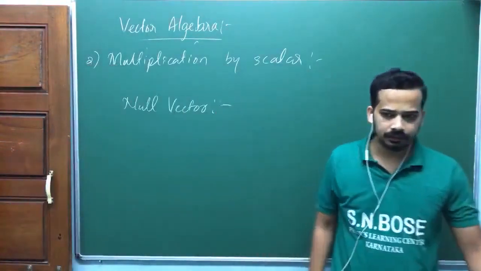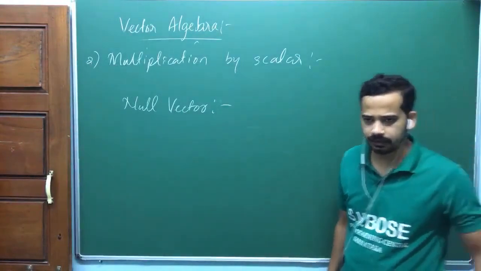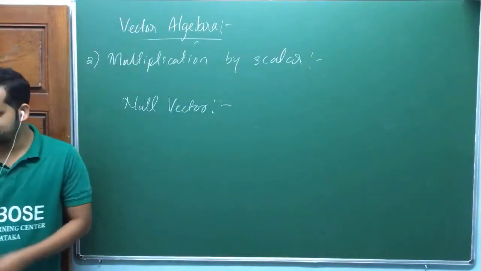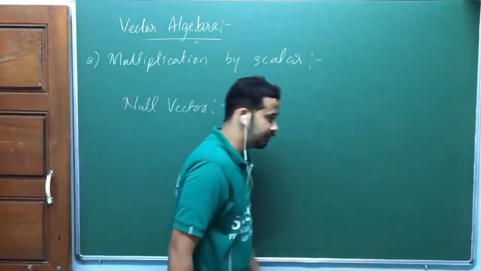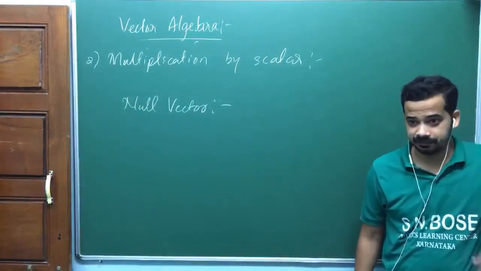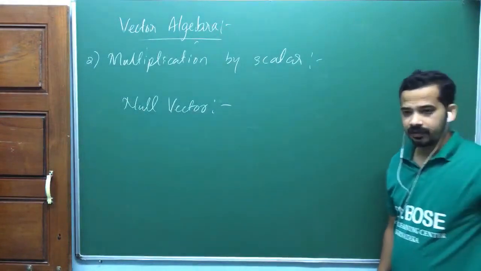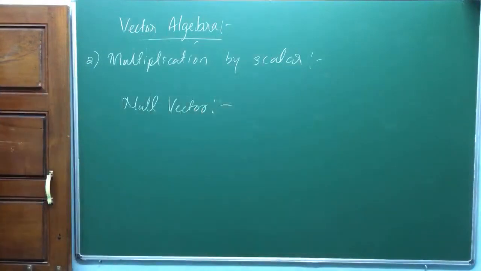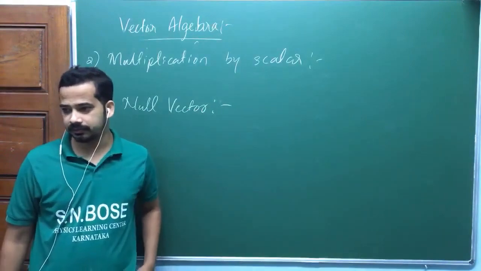What is the magnitude of null vector? Speak up. What is the magnitude of null vector? 0, sir. 0. What is the direction of null vector? No direction. Then why do we need that one? You said vector has both direction and magnitude, isn't it? But null vector has no direction. It has magnitude 0, it has no prior direction, then why do we need that one?